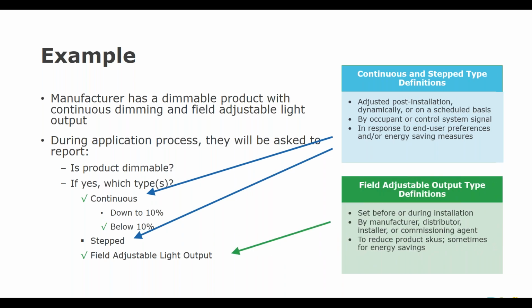So this is a setting that can be changed before or during installation by the manufacturer, distributor, installer, or commissioning agent. During the application process, they're going to be asked to tell us which of these capabilities their product has. And so they would choose, it provides continuous dimming. We ask, does it go down to 10% or below? They would choose it goes below. It does not provide stepped, but it does provide this field adjustable light output. So they would choose those 3 options I have checked in green.